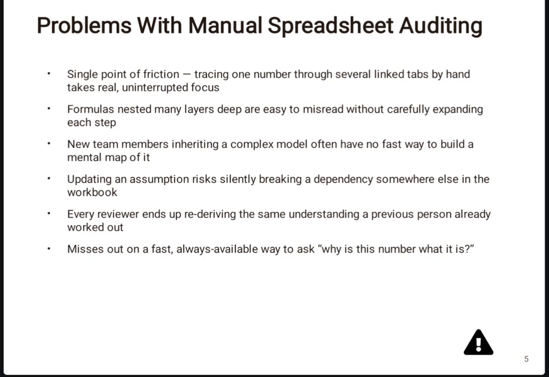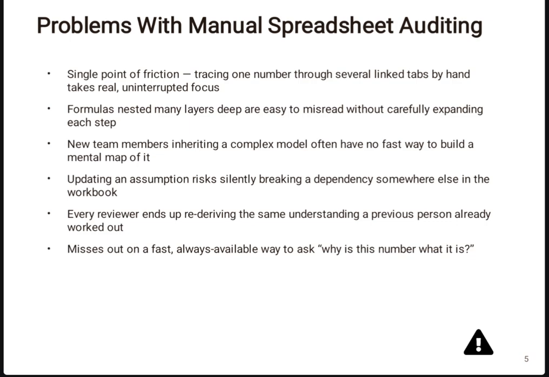Problems with manual spreadsheet auditing. Single point of friction. Tracing one number through several linked tabs by hand takes real, uninterrupted focus. Formulae nested many layers deep are easy to misread without carefully expanding each step. New team members inheriting a complex model often have no fast way to build a mental map of it.